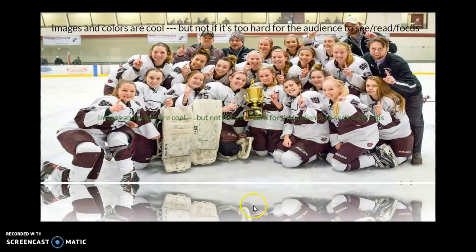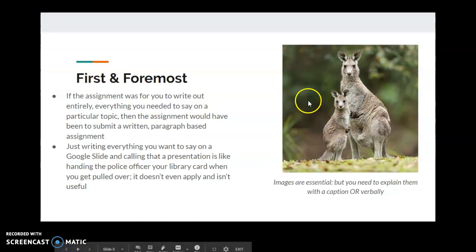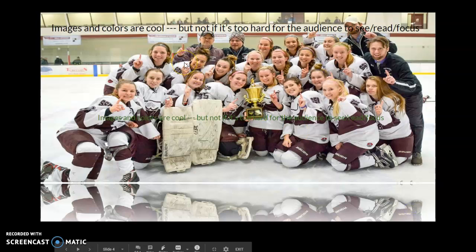Another thing, while I think it's really important to have images on almost every slide, the particular image and the way it's presented is really important. So here we have 2 sentences, or the same sentence twice. It says images and colors are cool, but not if it's too hard for the audience to see, read, or focus. Both of these are unhelpful sentences, at least in relation to this particular picture.